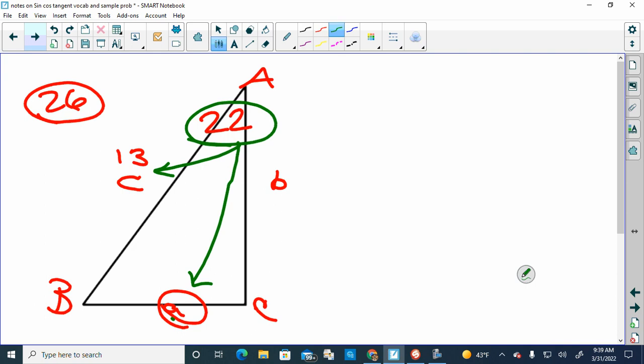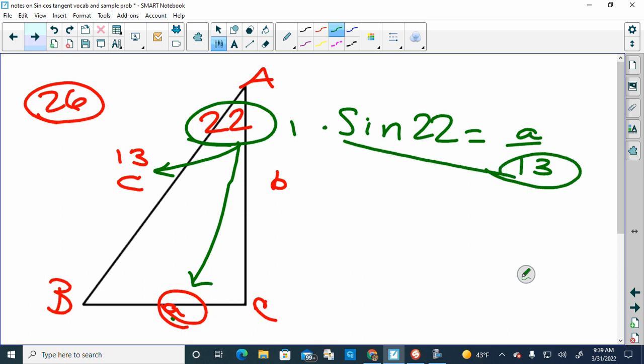So which one has opposite and hypotenuse? Sin. Okay, so sin of what? 22, because it's always the angle after that. Okay, what goes on top? Opposite. We don't know opposite, right? So it will be a variable. I'm going to put a because that's the variable that we're looking for. And then it's over hypotenuse, which is 13. Okay, are we multiplying or dividing? Multiplying, because then the a is on top, right? So the 13 would go over to the other side and multiply.